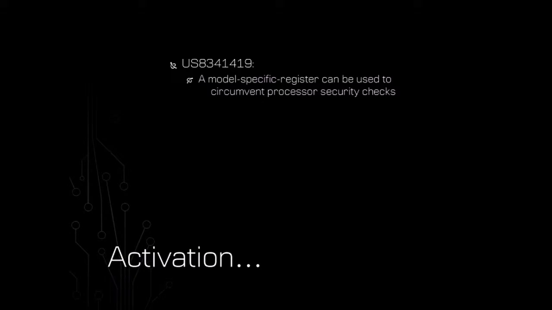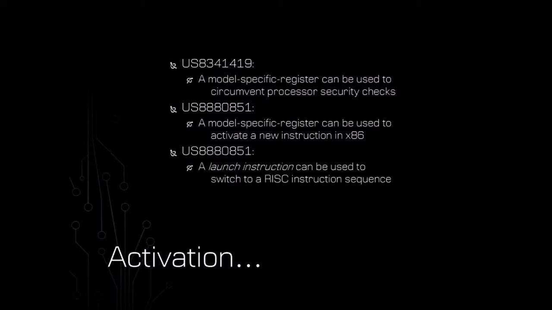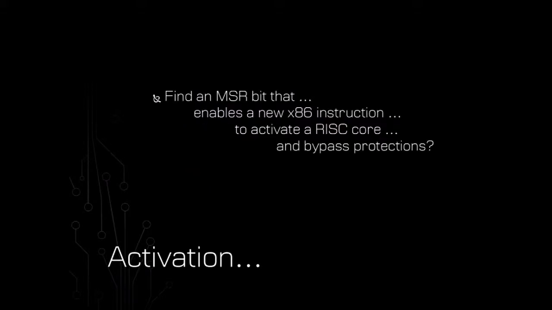Well, there are 3 little tidbits from the various patents that might point us in the right direction here. We've got one patent that says a model-specific register can be used to circumvent processor security checks. Another patent says a model-specific register can be used to activate a new instruction in x86. And a third patent suggests that a launch instruction can be used to switch to a RISC instruction sequence. So if you put these 3 things together and fill in the gaps, it sounds like there is some model-specific register bit that enables a new x86 instruction that activates a RISC core that can bypass the processor security checks. So let's start with the first step in that chain, this model-specific register.